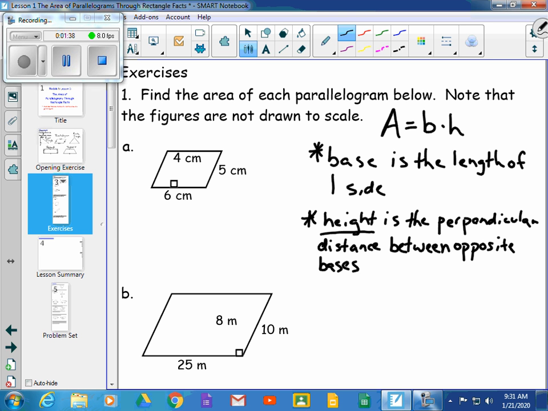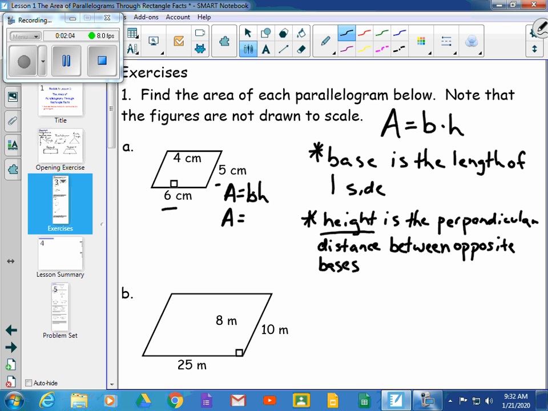So if we look at A, this is how I would like you guys to do the following problem. Always start by writing the equation: A equals base times height. The second step is going to be to fill in the values for the base and the height. Now we have two sides here. We have this 6 down here at the bottom, and then we have the 5. We have to decide which one to use.